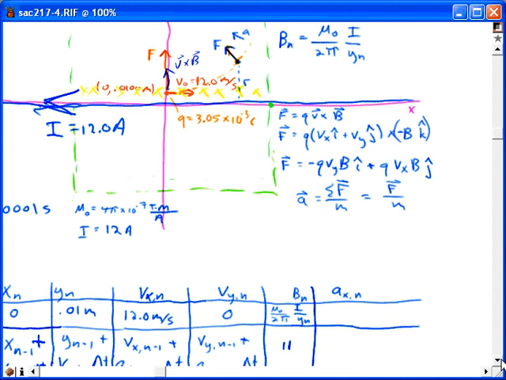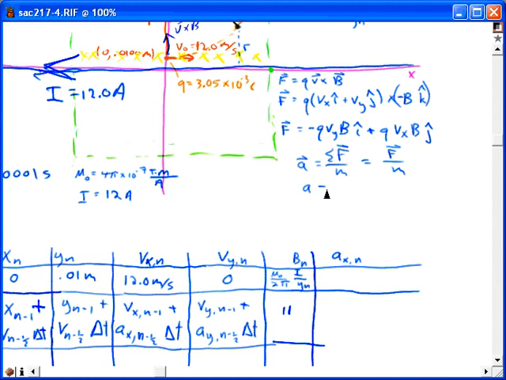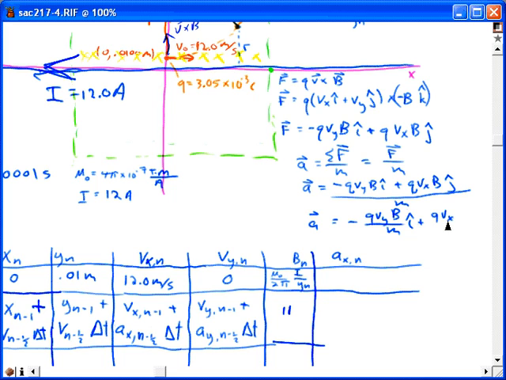So I'm going to work in vector notation here. A is equal to the force, which is this thing, minus qVyB i vector plus qVxB j vector, all divided by m. So the a vector is minus qVyB over m, and I'll put that whole fraction times i, this whole thing times i, and then plus this whole thing times j.